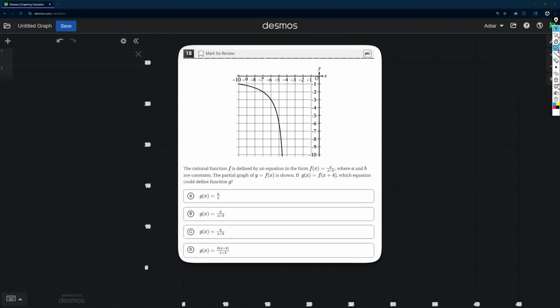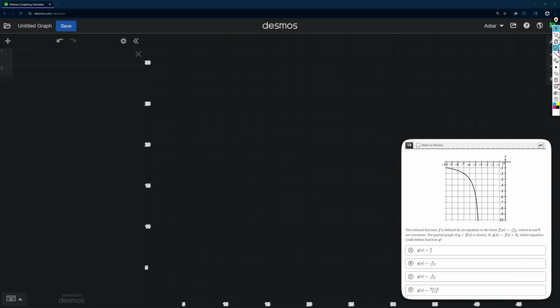So this question says the rational function f is defined by an equation in the form of f of x equals a over x plus b, where a and b are constants. The partial graph of y equals f of x is shown. If g of x equals f of x plus 4, which equation could define function g? So a lot of people are intimidated by this question. In fact, I mean, it looks intimidating. I wouldn't want to do this by hand.